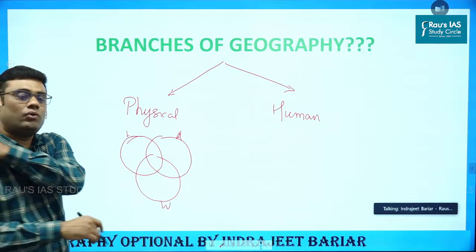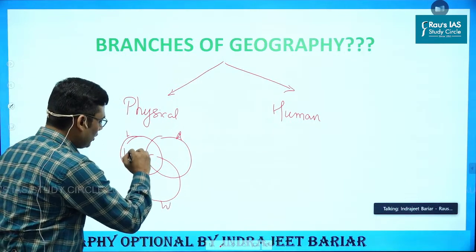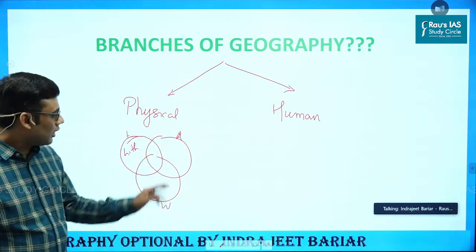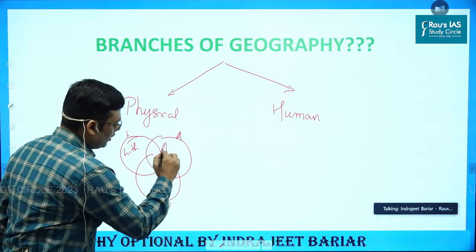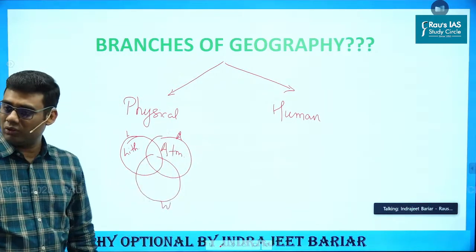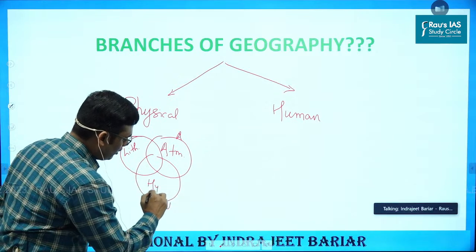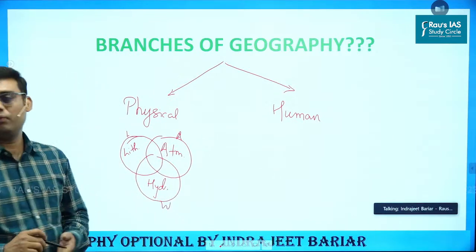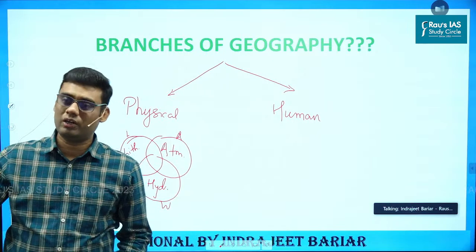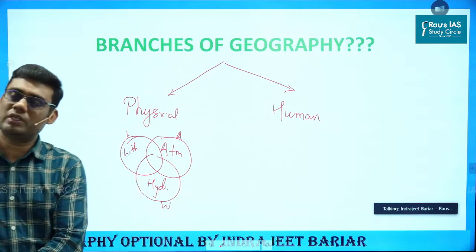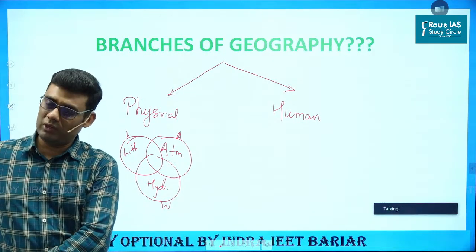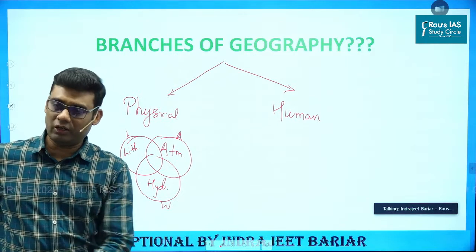The first one was called the lithosphere, absolutely yes. The second one was called the atmosphere, absolutely yes. And the third was the hydrosphere. So these are the different abiotic realms on the earth. Study is primarily related to this only.